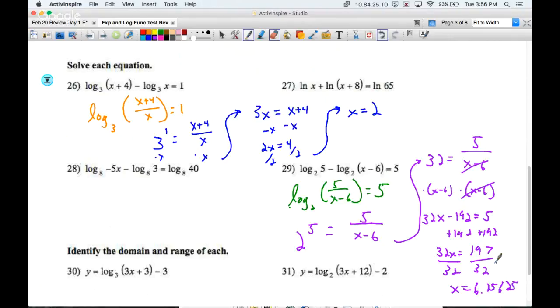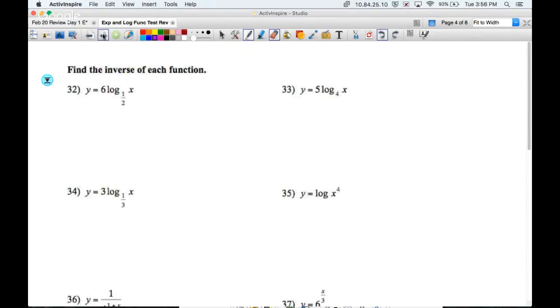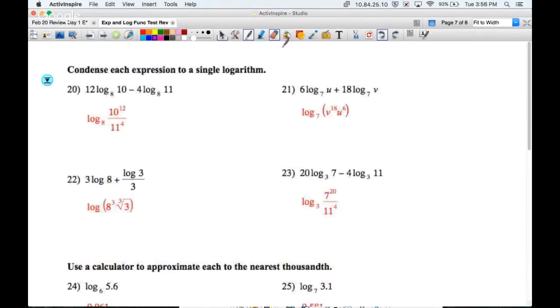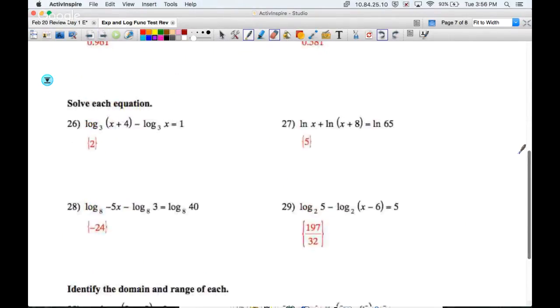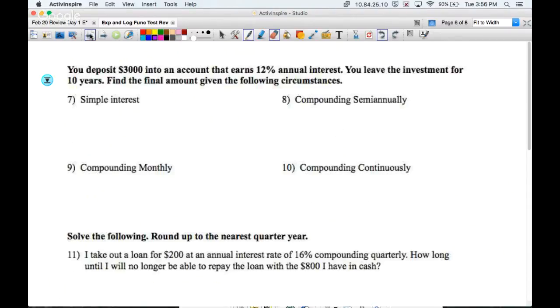6.15625. Let's see if that's a convenient fraction. No, we'll just leave it like that. I wonder how they leave the answer in the answer key for 29. Oh, they just leave it as the fraction, 197 over 32.